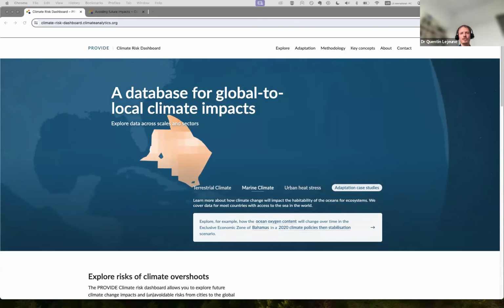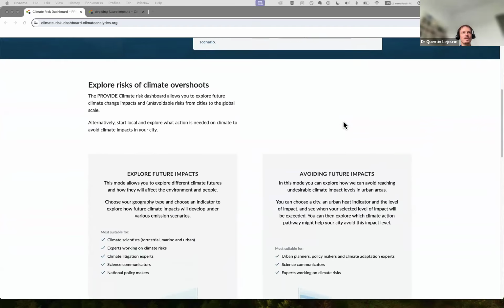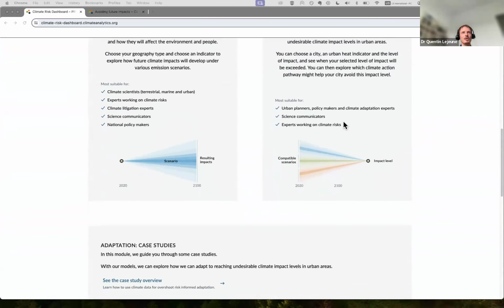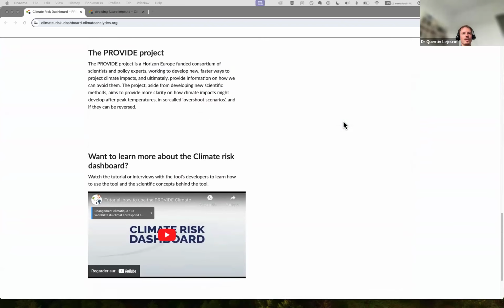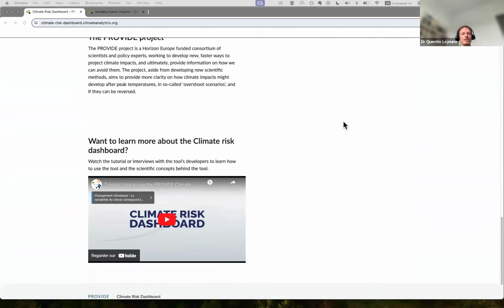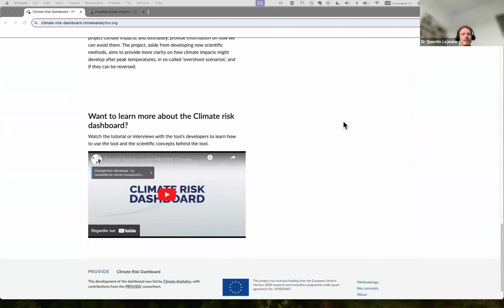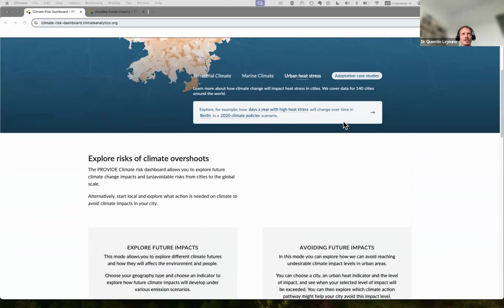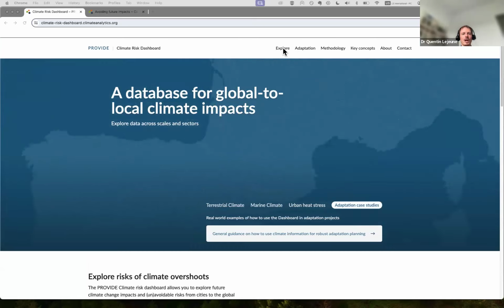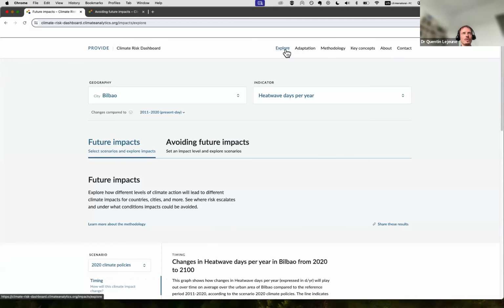So we're on the landing page of the tool, and it contains descriptions and links to different parts of the tool. You recognize here some graphs that Carl was showing. You also have at the bottom of the page a tutorial video explaining how to use the tool. The main page to access projections of future climate impacts is actually called the Explore page. And on this one, you have two user modes which are available. You have future impacts and avoiding future impacts. We'll start with this one.